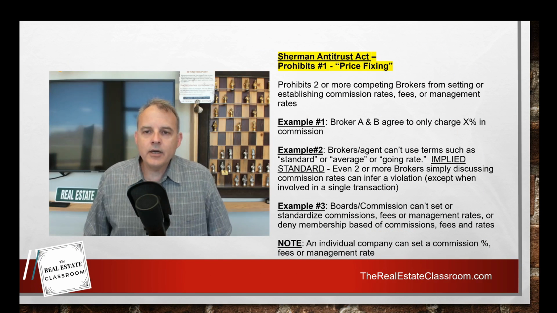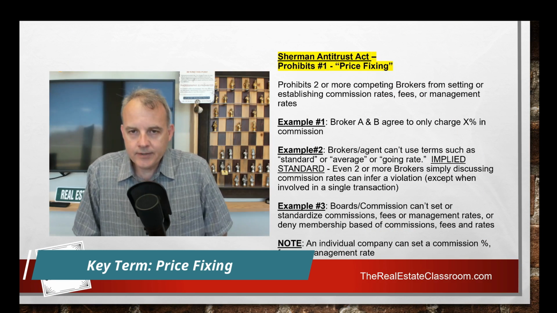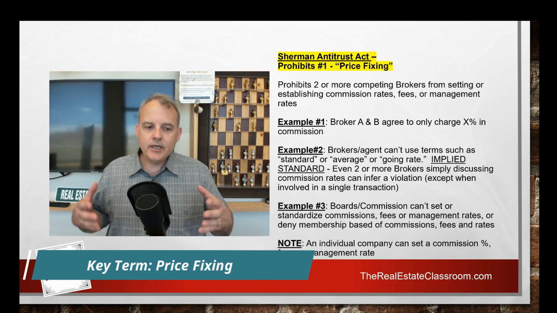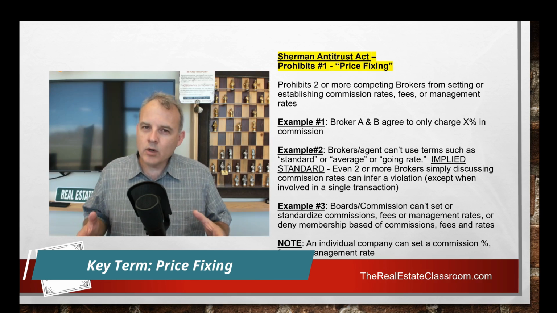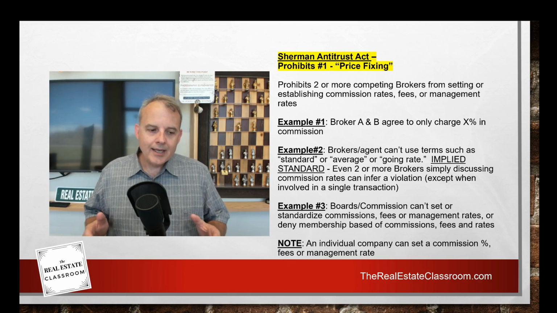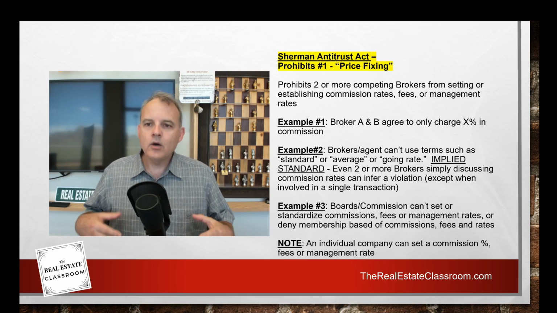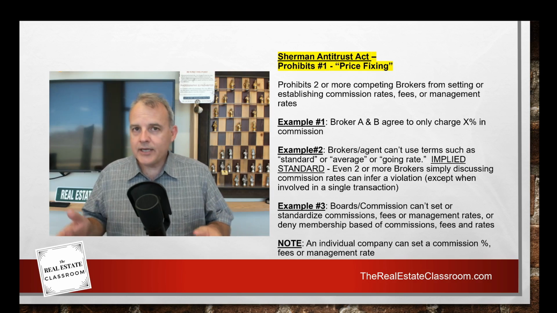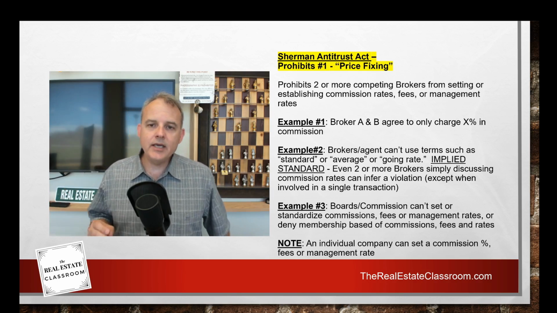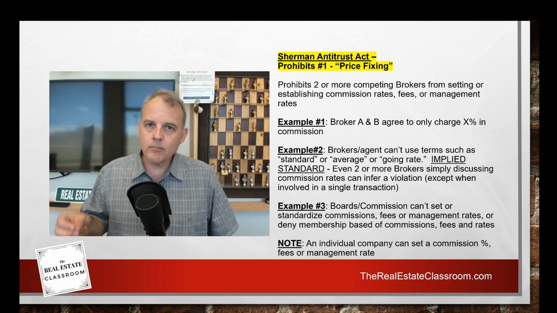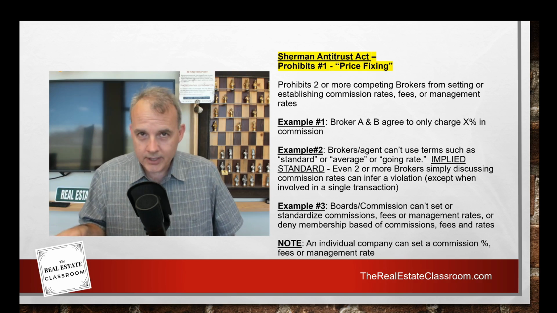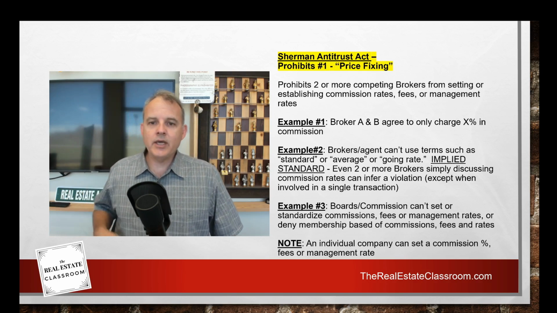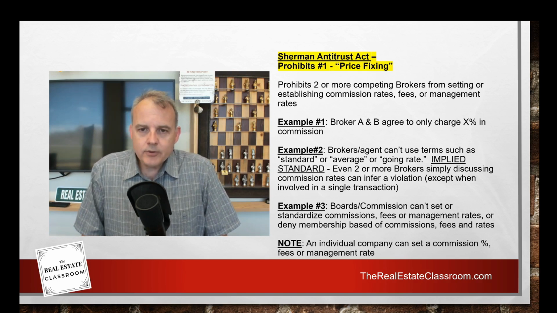Now, the first area I want to talk about is what's called price fixing. Price fixing exists when there are 2 or more competing brokers that set a commission, a fee, or a management rate, or a buyer cooperating agent payout, something to that effect. The key here is it prohibits 2 or more brokers from conspiring to set those things. And I've left a couple of examples on your screen there.